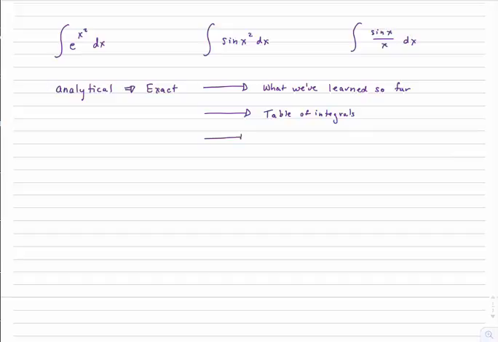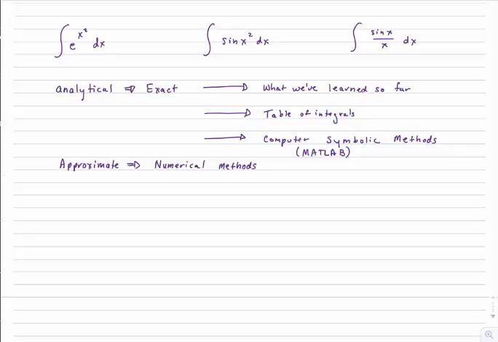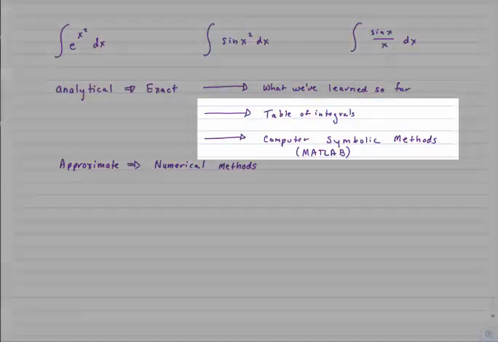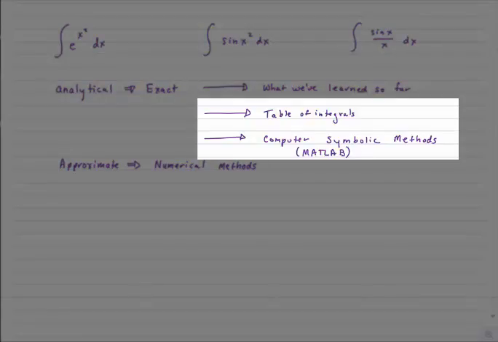We could also use a computer using symbolic methods. The one we'll use is MATLAB. That's just one of many different computer methods out there. Sometimes, though, we cannot solve things analytically, and then we need approximate answers, and for that we're going to use numerical methods. This usually involves using a computer, whether using Excel or using a computer modeling system such as MATLAB, to solve these. In this video, we're going to talk about the table of integrals and then the computer symbolic methods.